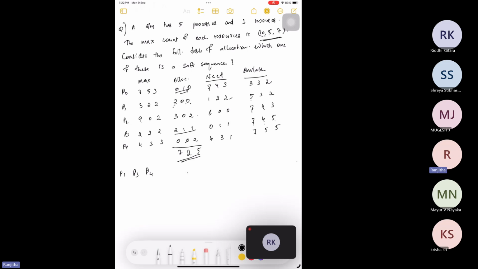Now what is left out is P2. P2 needs 600 and we have 755. So once P2 is also done, the alloc will come to available. So 7 plus 3, 10, 5 plus 0, 5, and 5 plus 2, 7. So this becomes the maximum, whatever was there will come back to the system when all the processes execute. So this is a safe sequence. Okay.